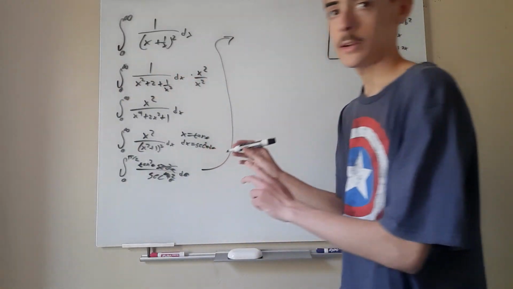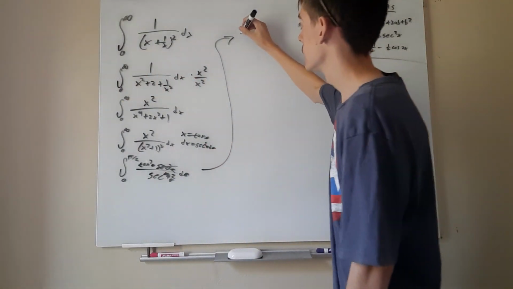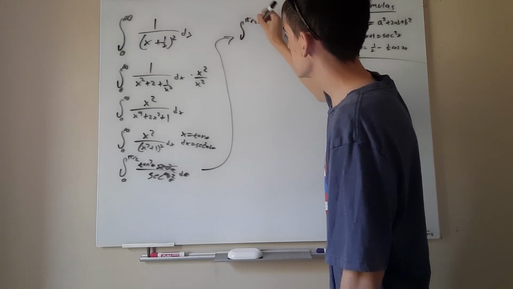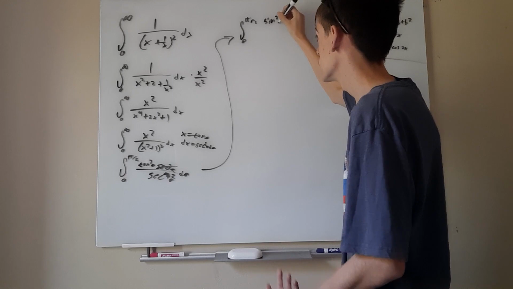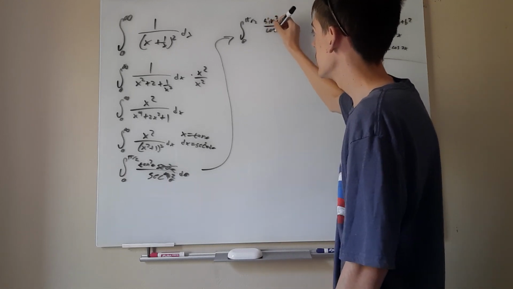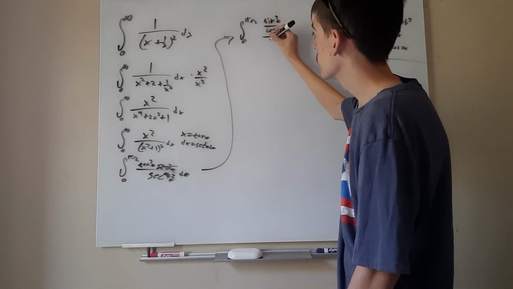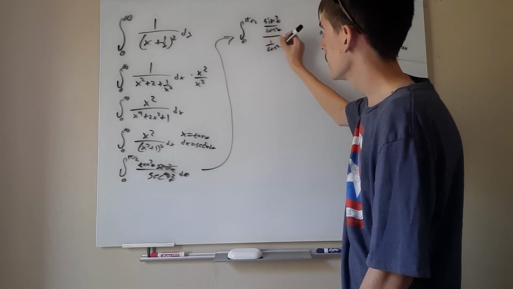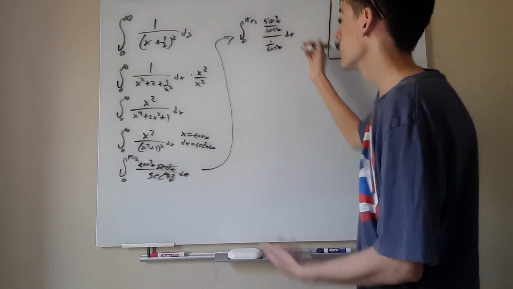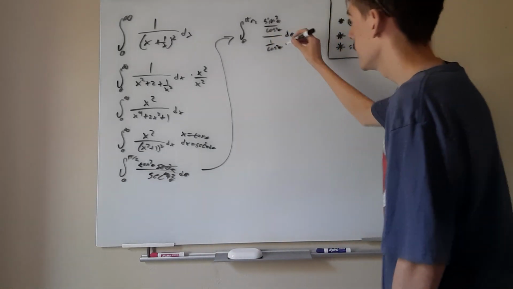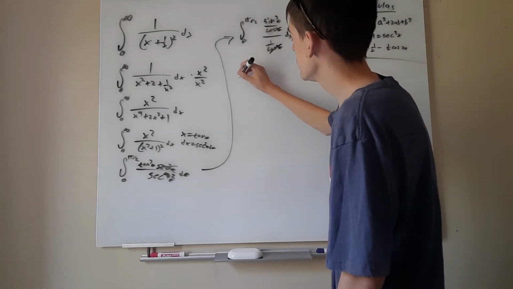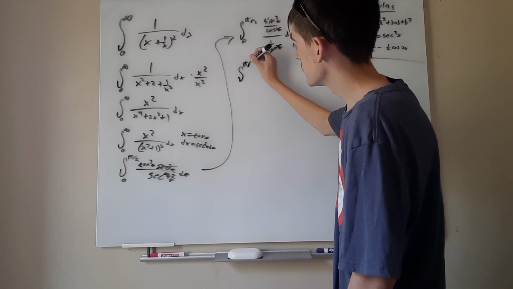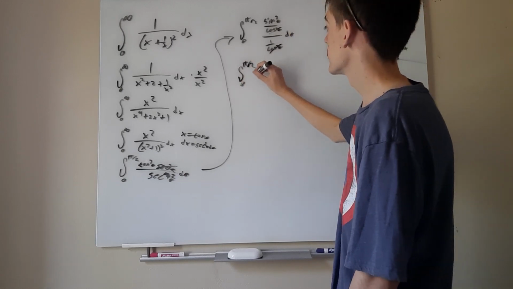And what we're going to do is turn it all into sines and cosines. So still the integral from 0 to pi over 2, but it will be sine squared theta over cosine squared theta, all over 1 over cosine squared theta, all with d theta. Now this 1 over cosine squared theta in the numerator and denominator all cancel, so we will just be left with the integral from 0 to pi over 2 of sine squared theta.